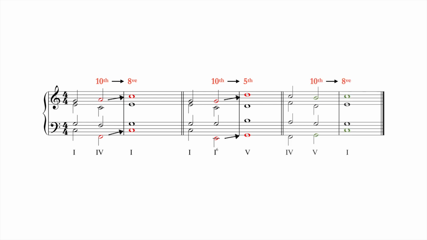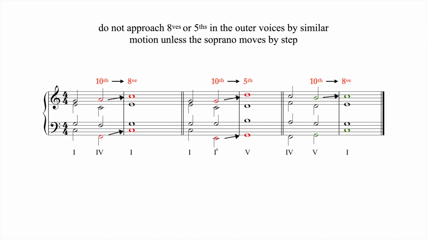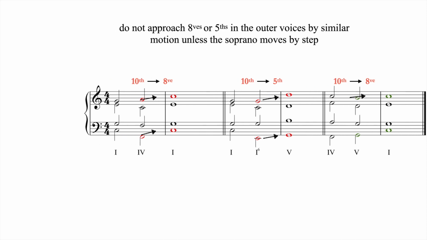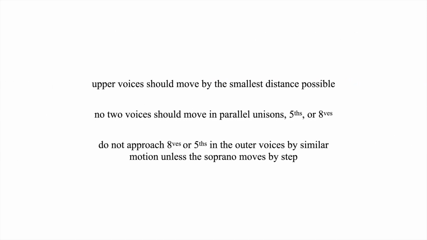One way to soften the accent is to move the most salient voice, the soprano, by step. In general, do not approach octaves or fifths in the outer voices by similar motion unless the soprano moves by step. Here's a summary of the general principles covered in this video.